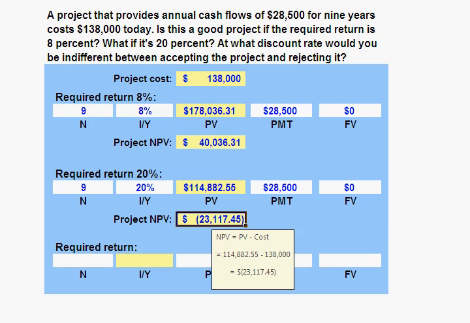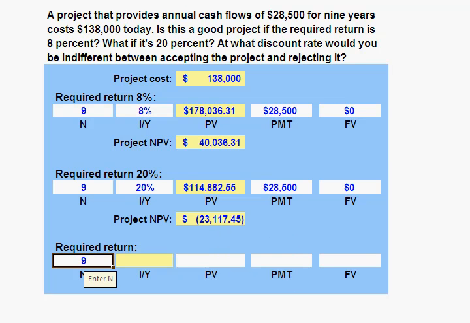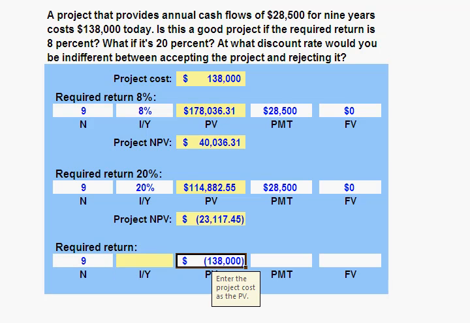Finally, at what discount rate would you be indifferent between accepting the project and rejecting it? Let's go ahead in our financial calculators once again and enter 9 for the number of periods. That's our project's life. In this case, our present value will be $138,000. That's our project cost. You probably need to enter the amount as a negative in your financial calculator.